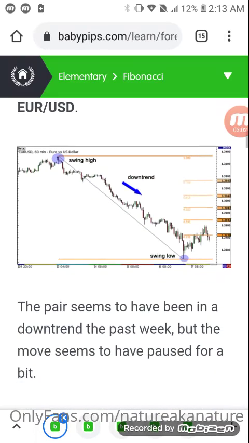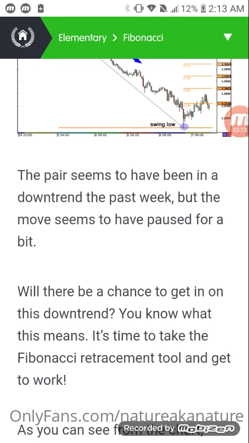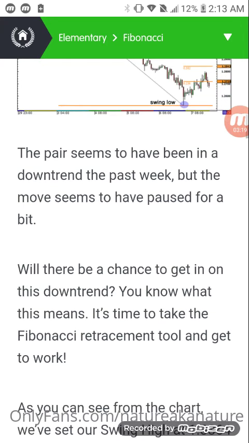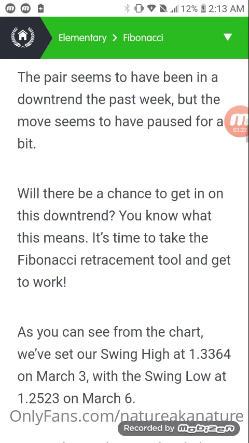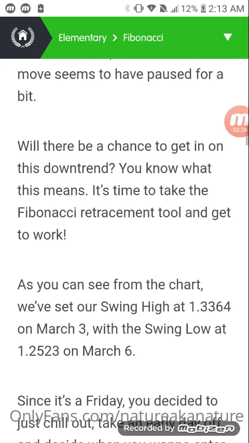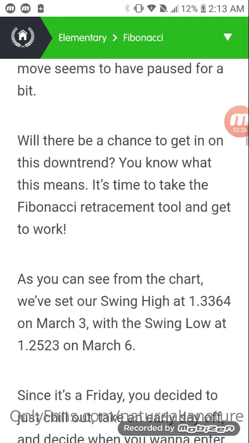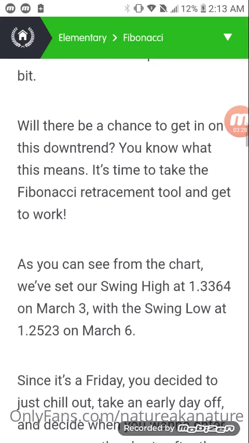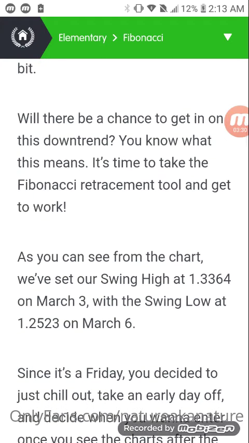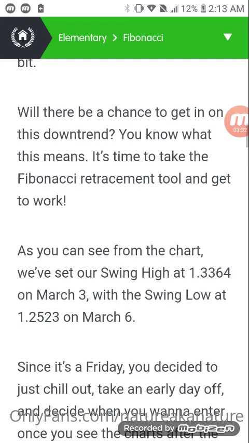The pair seems to have been in a downtrend for the past week, but seems to have paused for a bit right here at 23.6. There might be a chance to get in for this downtrend. You know what this means. It's time to take the Fibonacci retracement tool and get to work. As you can see from the chart, we're setting the swing high at 1.3364 on March 3rd and the swing low at 1.2523 on March 6th.